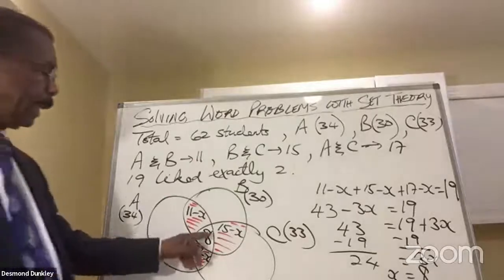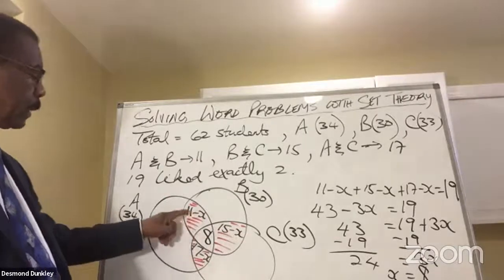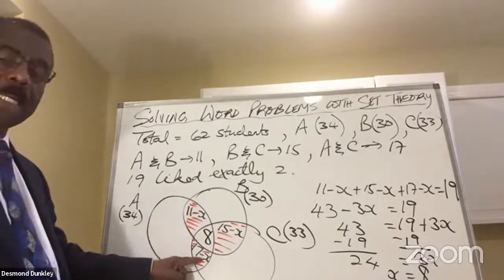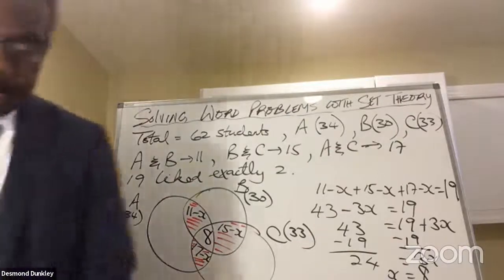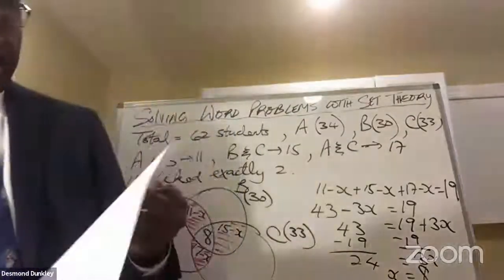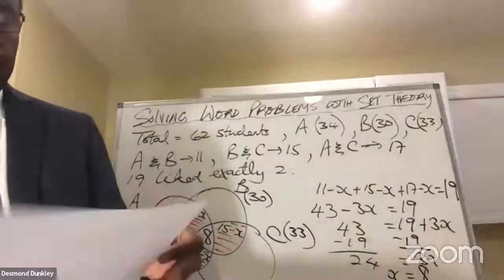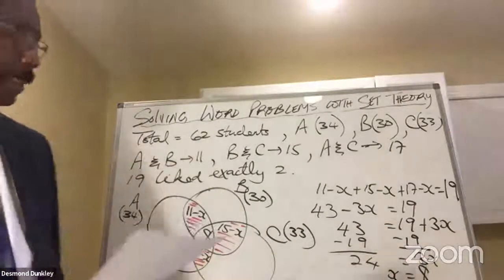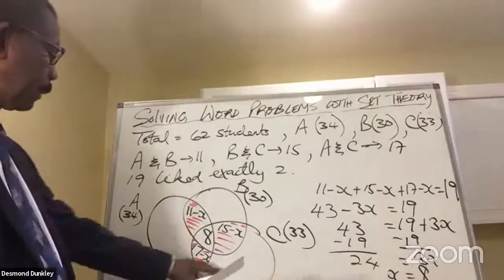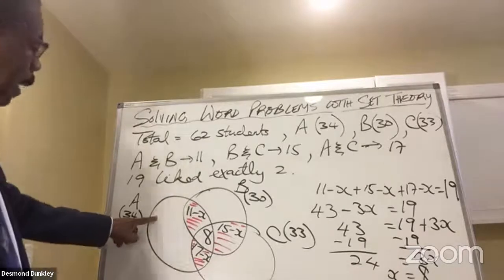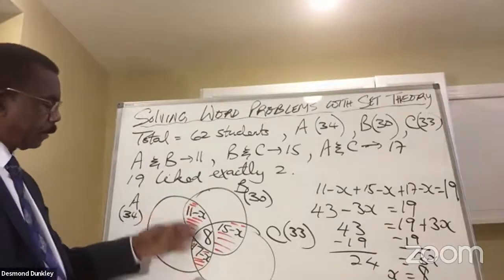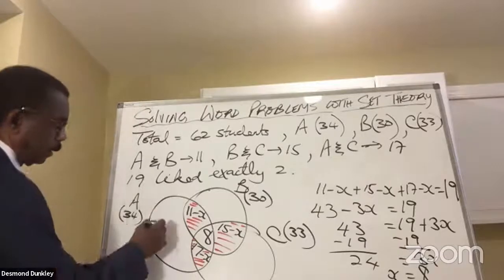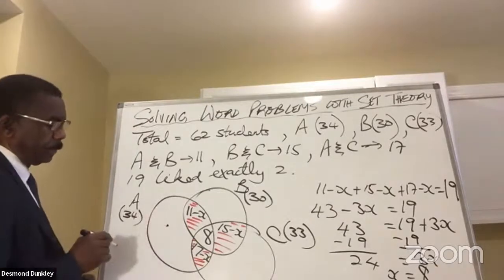Of course, if this is 8, then this is going to be 7, this is going to be 3, and this is going to be 9. Okay? So the first question they asked us is, how many students like apricots, but not bananas or cantaloupes? So apricot, but not bananas or cantaloupes. So they would have to be just in this group right here.